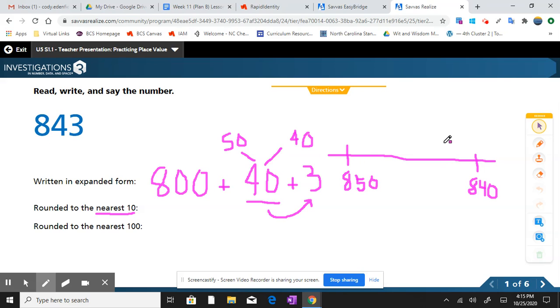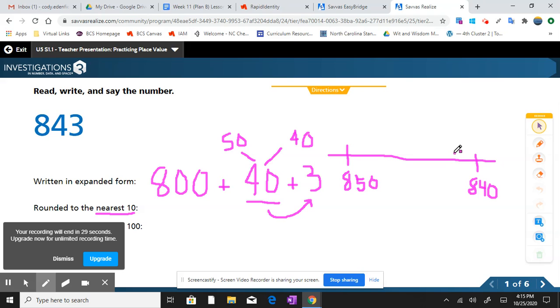So our number is 843. So it would go right here. So we round down because this is closer. So 840 is to round down.